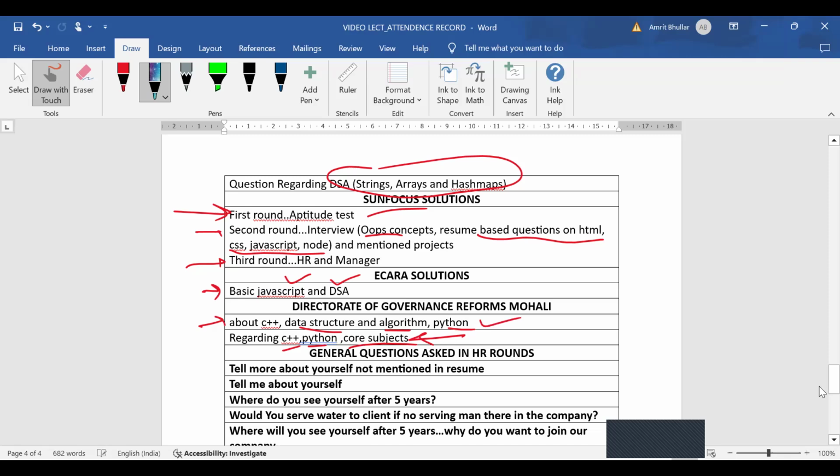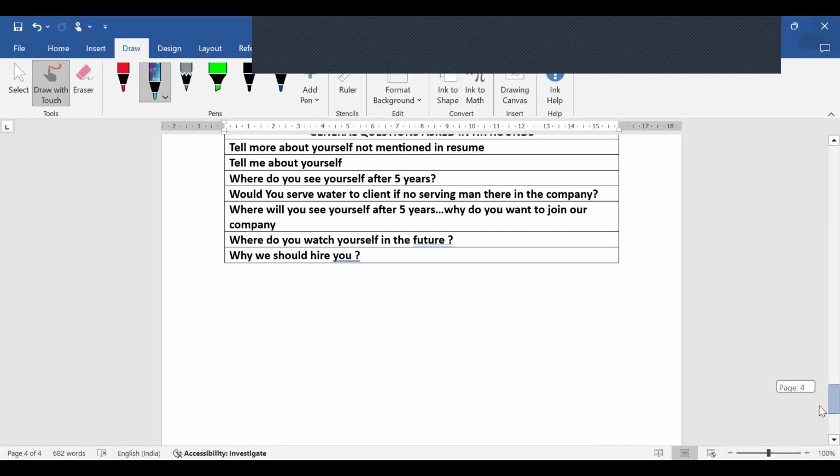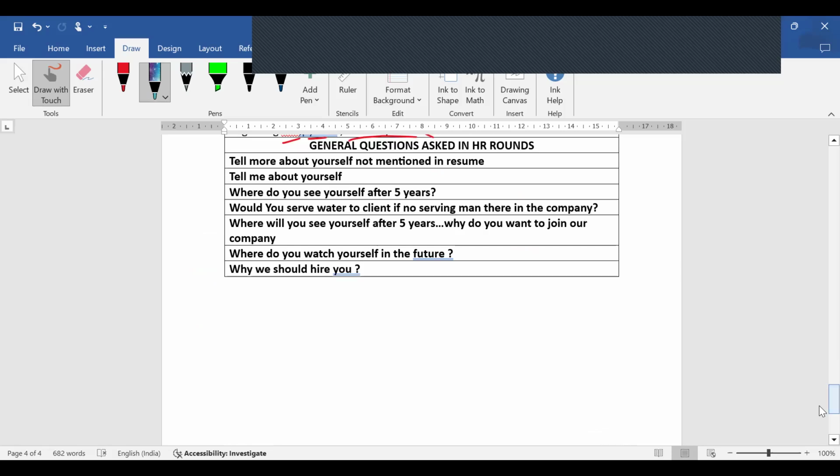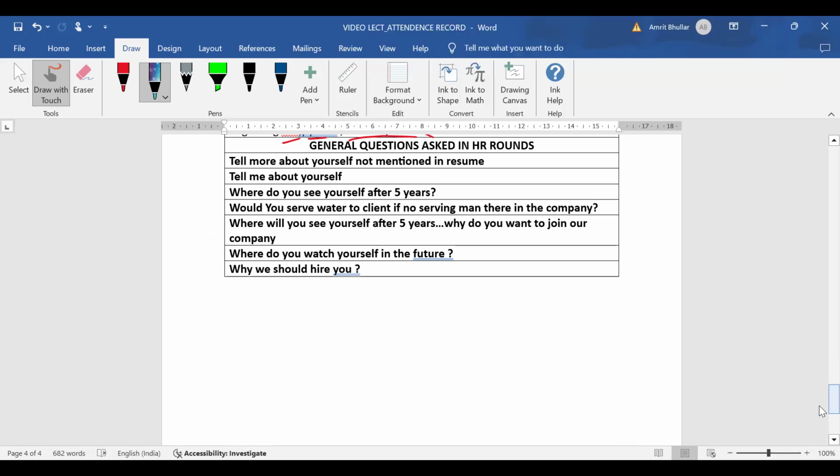Now we come to some general questions that are asked by the HR in the HR interview round, or even if the technical team is taking your interview, they can ask you some of these questions. Tell more about yourself, not mentioned in your resume. Means whatever you have written in your resume, can you tell me something more about yourself? You should always have something in your mind for what you are going to answer. They will tell you, tell me about yourself.